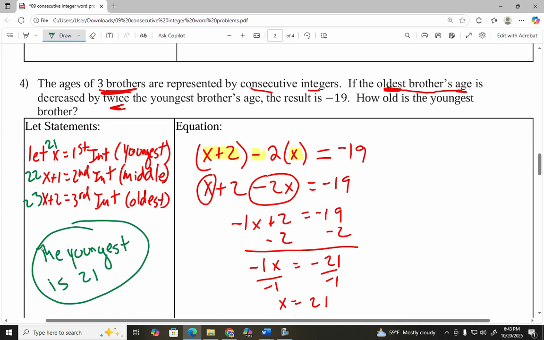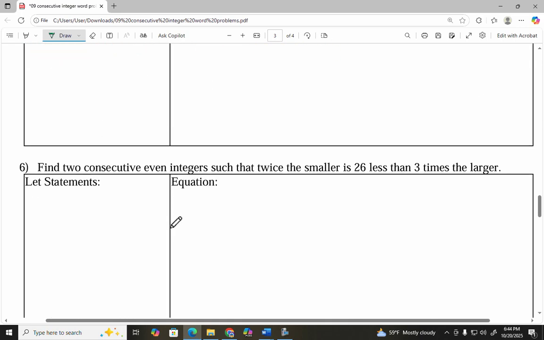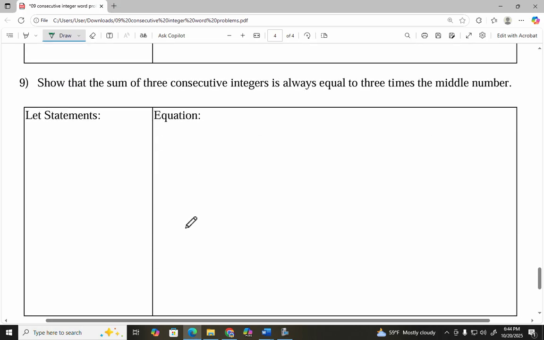And the last problem is number 9, which also is a homework problem. So let's get it started. Oh, I'll just do the whole thing with you. I won't even just get it started. I like this one. This one's kind of like proving things. It's not solving something. Notice how it starts off. It says show that the sum of 3 consecutive integers is always equal to 3 times the middle.